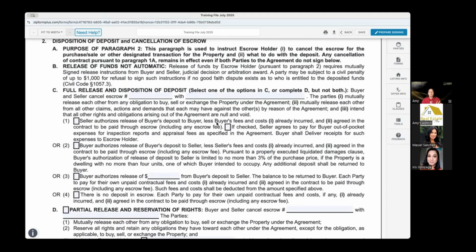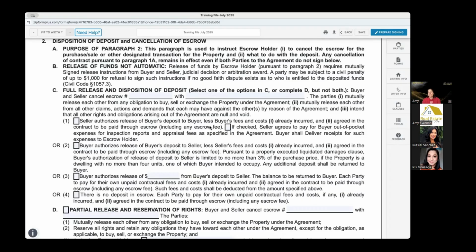So I get this question a lot because they're like, okay, well, which box do I check, Amy? For the most part, it's going to be C1. Seller authorizes the release of buyer's deposit to buyer less buyer's fees and costs. Now, if the buyer doesn't have any out-of-pocket fees and costs, they don't have any outstanding invoices that are being held in escrow, then the buyer doesn't have any fees and costs. They're going to get their deposit back.